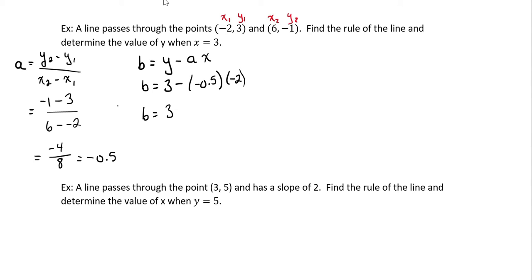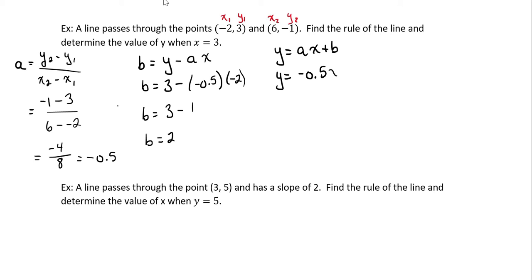So b equals 3 minus, we have a negative 0.5 times a negative 2, which is a positive 1. So b is 3 minus 1, which is 2. So we need to write our rule. Remember, y equals ax plus b. Well, we just figured out what a and b are. So instead of writing a, we can write negative 0.5.